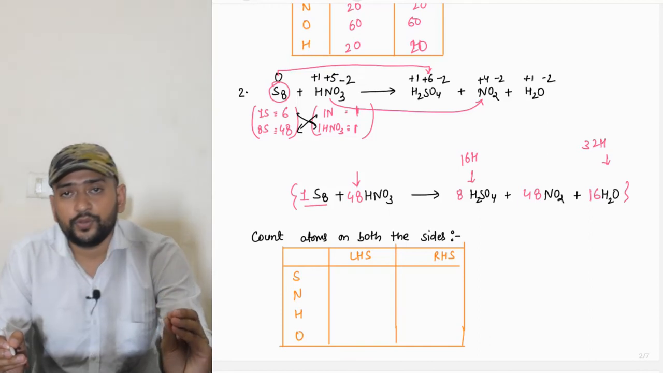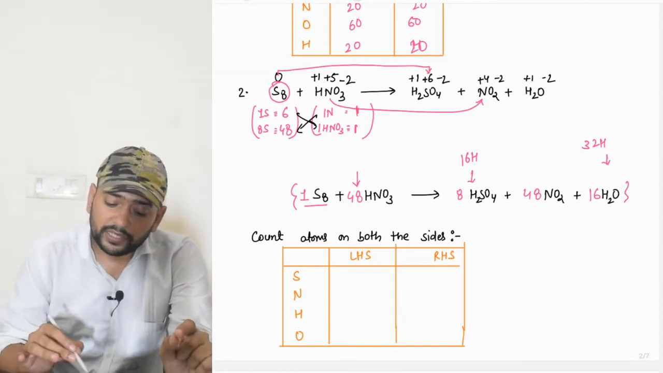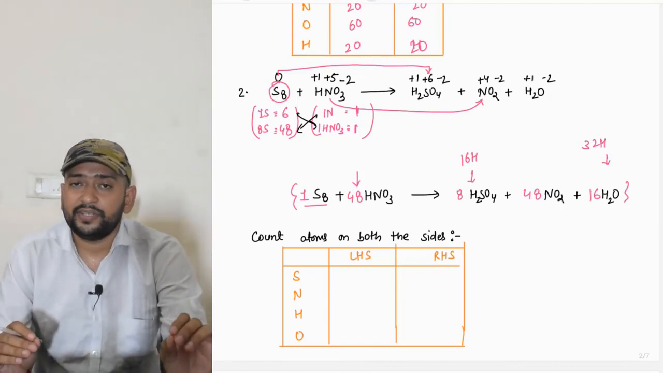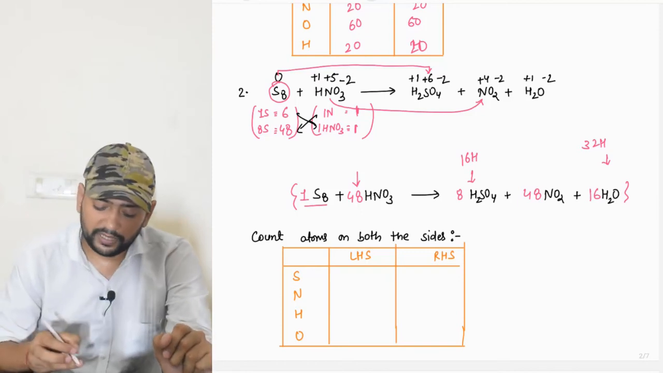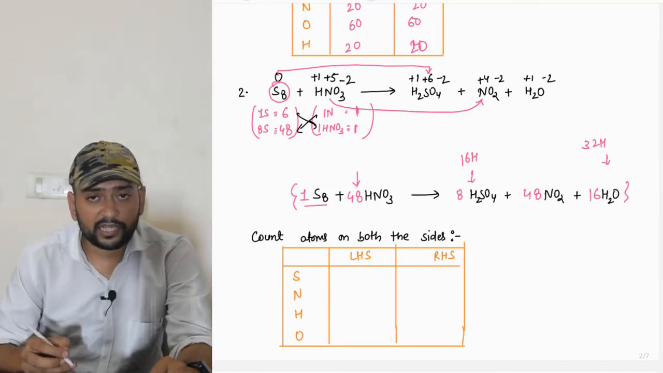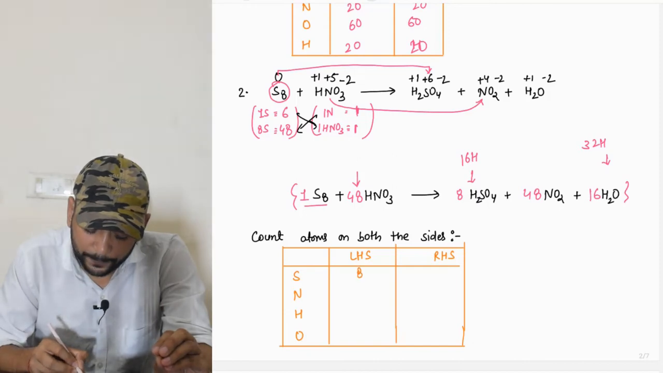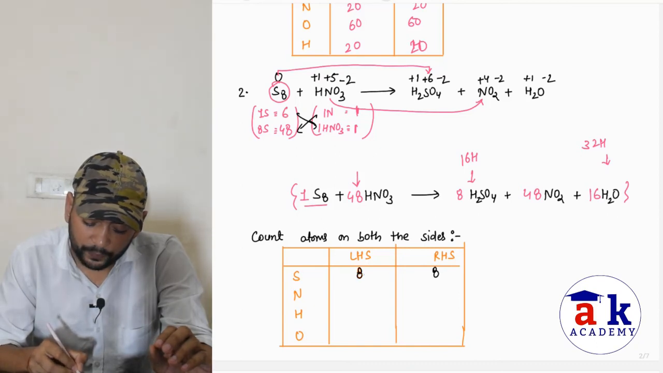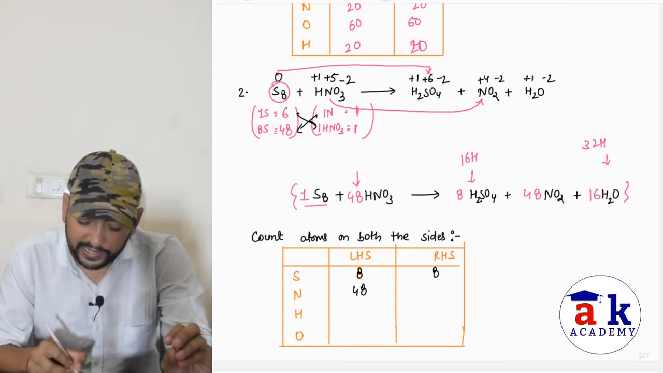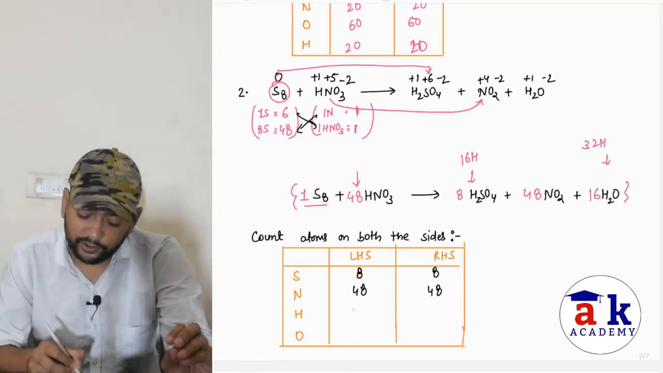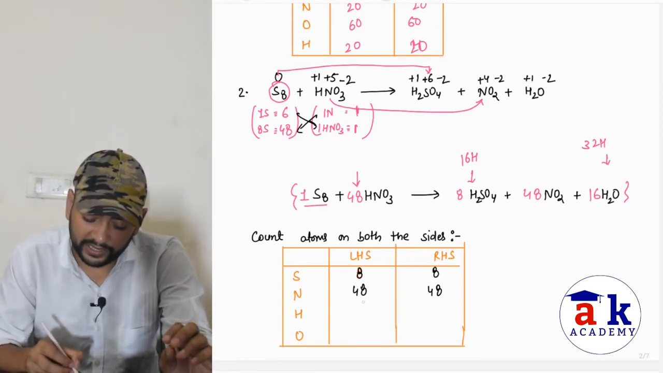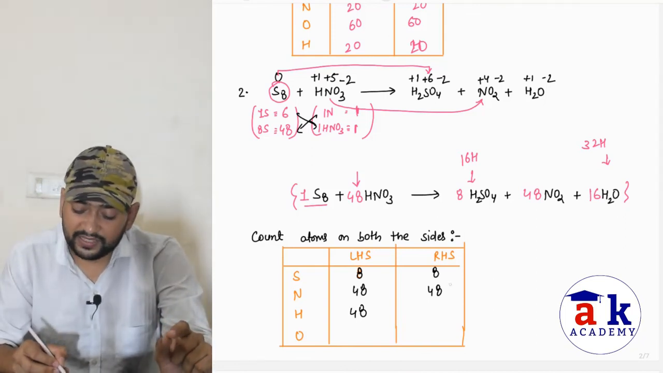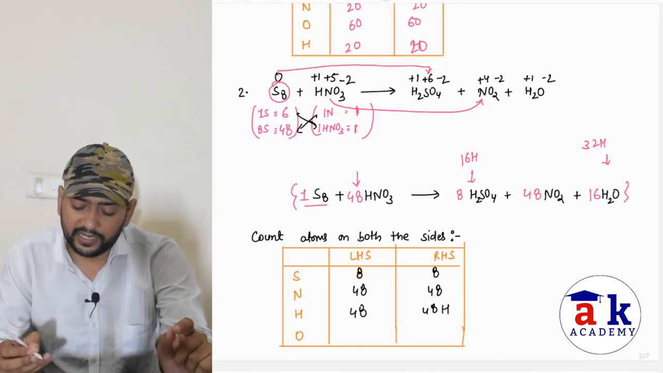Now you just need to calculate the total number of atoms, and after doing this you will be able to confirm whether your reaction is correctly balanced or not. So let's write down over here. How many sulfur atoms are present on left hand side? Total 8. And how many sulfurs are present on the right hand side? Total 8. If I talk about nitrogen, 48 nitrogen, here again we have 48 nitrogen. If I talk about hydrogen, we have 48 hydrogen this side, and on the right hand side we have 16 plus 32 means 48 hydrogen again.